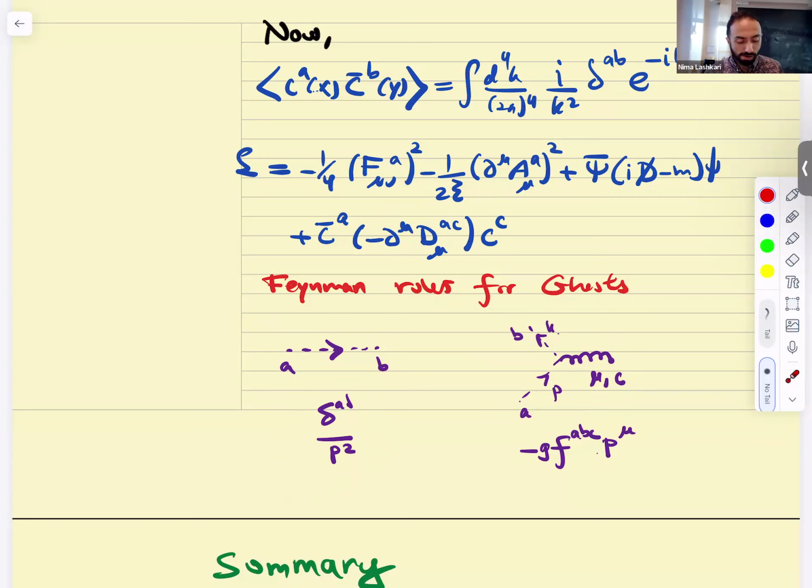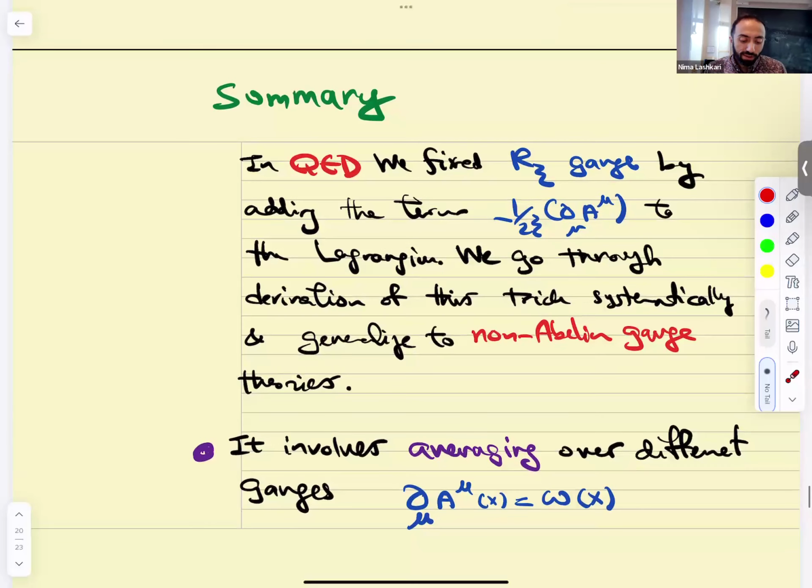Good. All right. In summary, in QED, we fix the R_xi gauge by adding this term to the Lagrangian. If you remember, the way I argued for this was reverse engineering from the on-shell action. I wanted to change the coefficient of the propagator to 1 minus xi. The way I found the propagator was by inverting the on-shell action. So I said, if I want a 1 over xi term over there, it should come from this term. If I want a xi term over there, it should come from 1 over 2 xi. That's how I reverse engineered it.